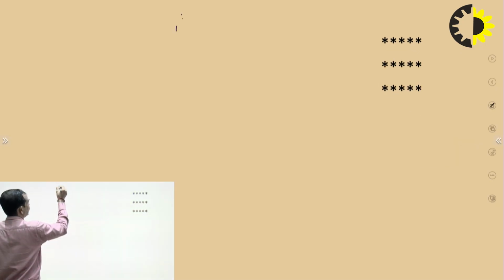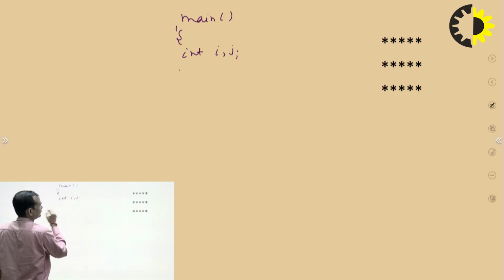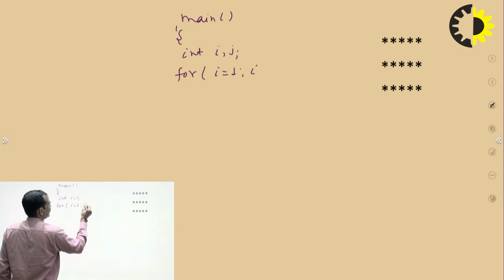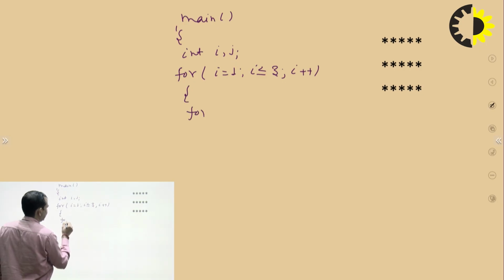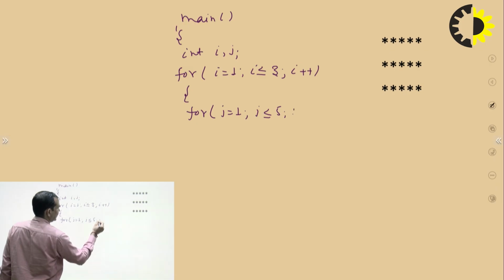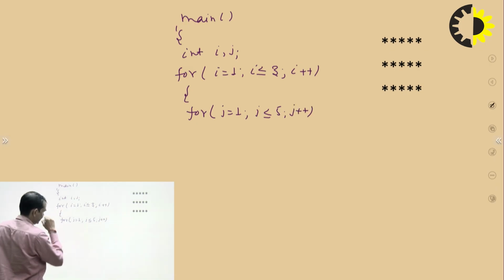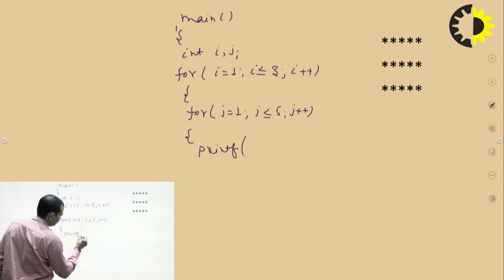Again what we do, in main, we suppose declare two variables, int i and int j. We apply the loop for i equal to 1, i less than or equal to the number of lines, 3, i plus plus. Inside this we use another loop, j equal to 1, j less than or equal to 5, j plus plus. Inside this what we print, that is printf.